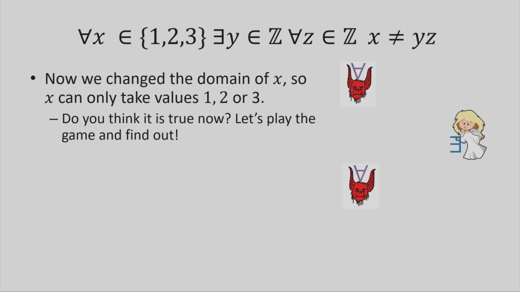So now, the first step, he has a choice of playing either 1 or 2 or 3, setting x to be 1 or 2 or 3. Let's say he sets it to 2.